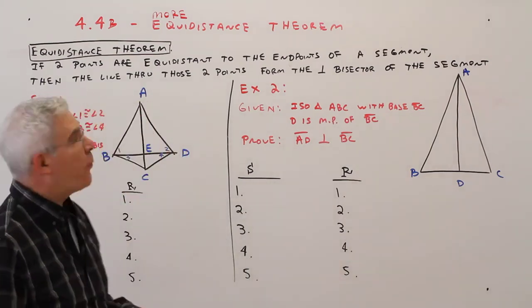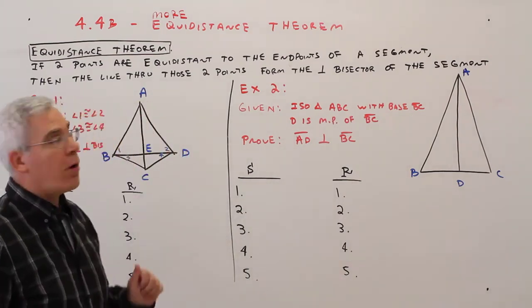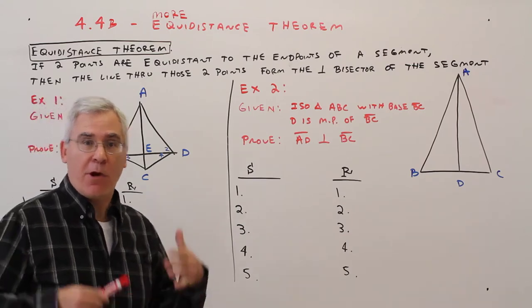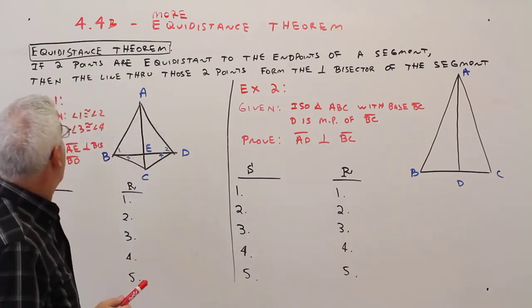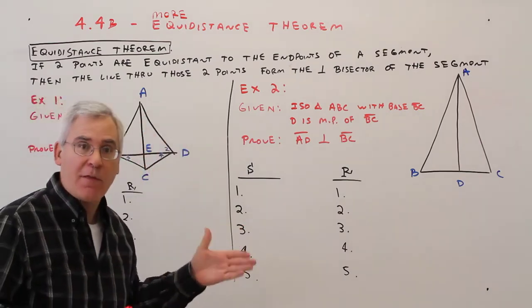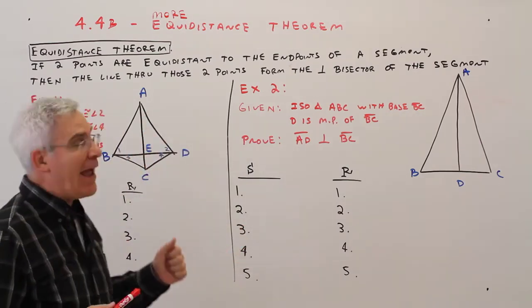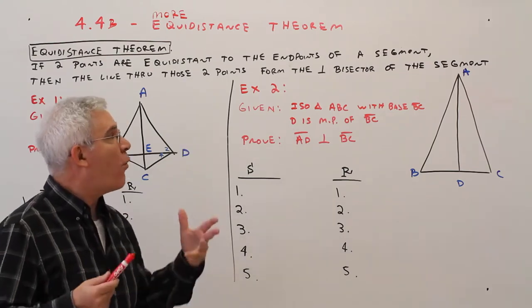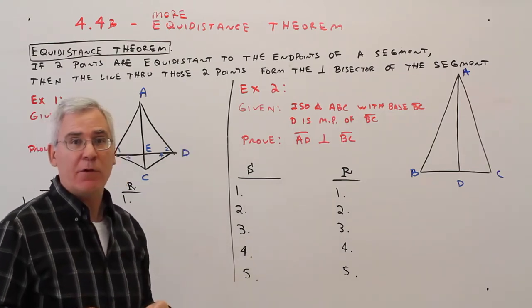Welcome to video 4.4b, more on the equidistant theorem. All right, so here's the theorem itself. If 2 points are equidistant to the endpoints of a segment, like we showed before, then a line connecting those 2 points forms the perpendicular bisector of the segment.